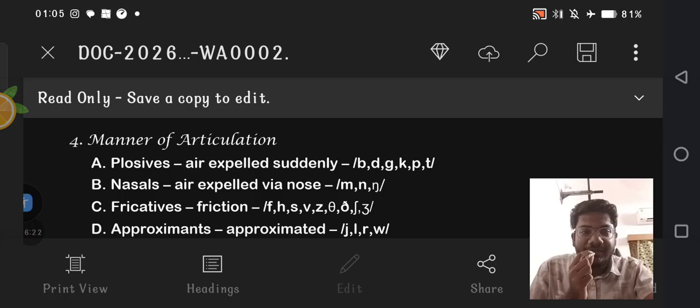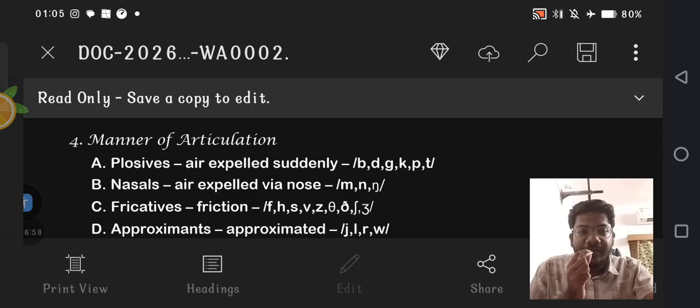Plosive. Plosive consonants are produced when the air is expelled suddenly after a strict closure of mouth, resembling an explosion. B, d, g, k. Then nasals. Nasal sounds are produced when the air is expelled via the nose or nasal cavity, otherwise called the nasal cavity. M, n, ng.